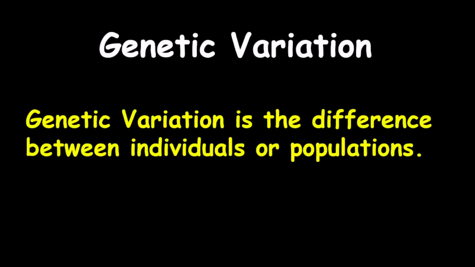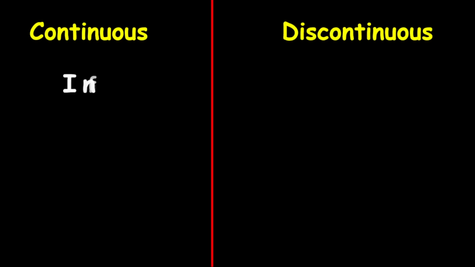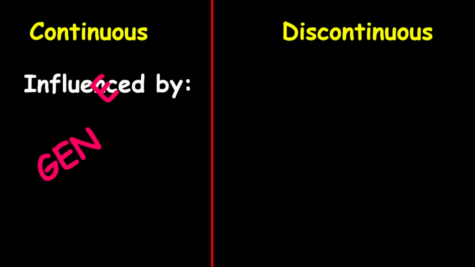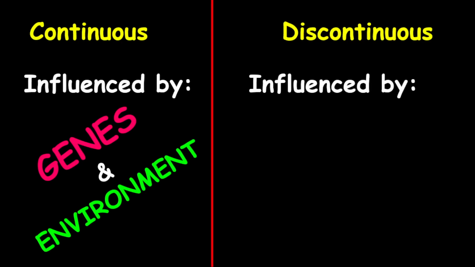All right, so genetic variation is the next thing we need to look at. I'm going through this real quick. Genetic variation is the difference between individuals of populations. We're looking at two different types of variation, continuous and discontinuous. What's the big difference here is that genes influence the continuous, and the environment also influences the continuous. But discontinuous is influenced by genes only. Environment has nothing to do with discontinuous variation.